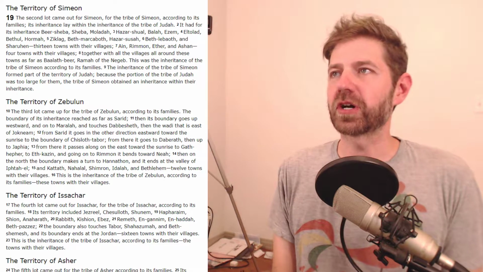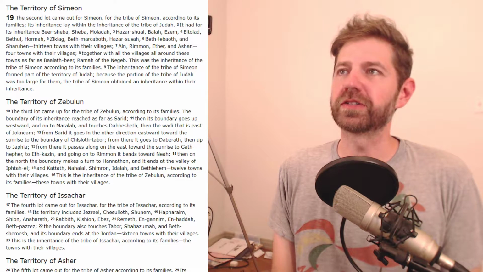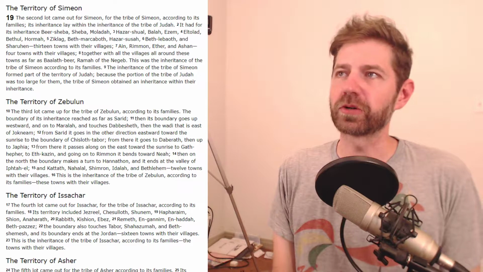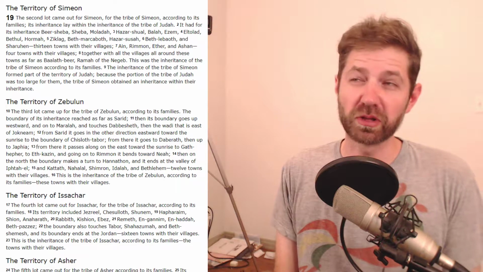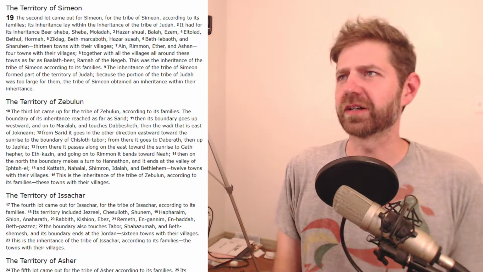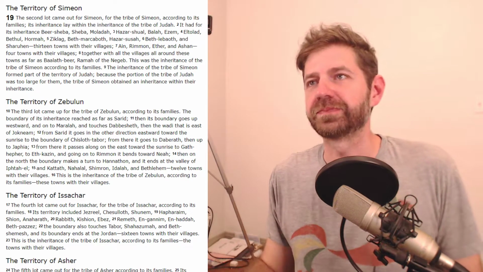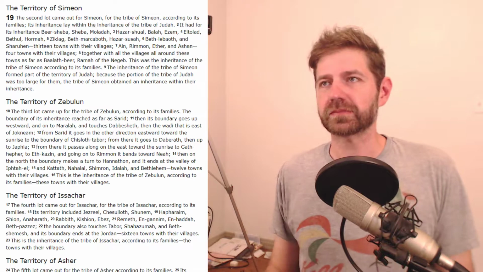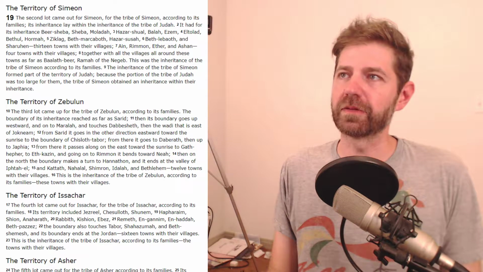The inheritance of the tribe of Simeon formed part of the territory of Judah, because the portion of the tribe of Judah was too large for them. The tribe of Simeon obtained an inheritance within their inheritance. Ooh, tricky. Verse 10. The third lot came up for the tribe of Zebulun, according to its families.